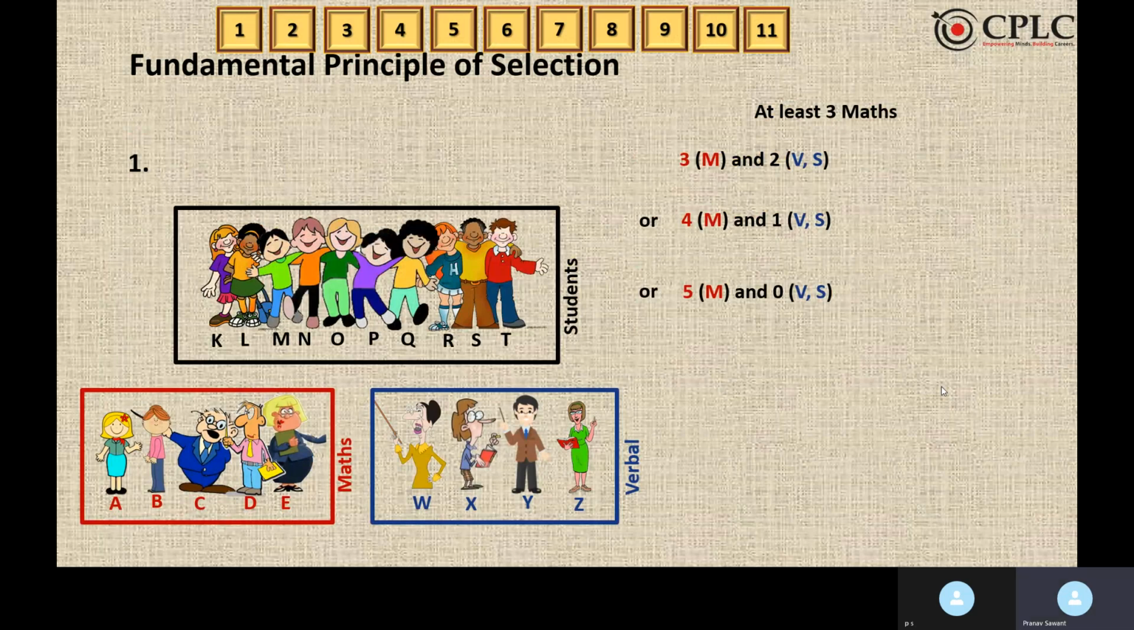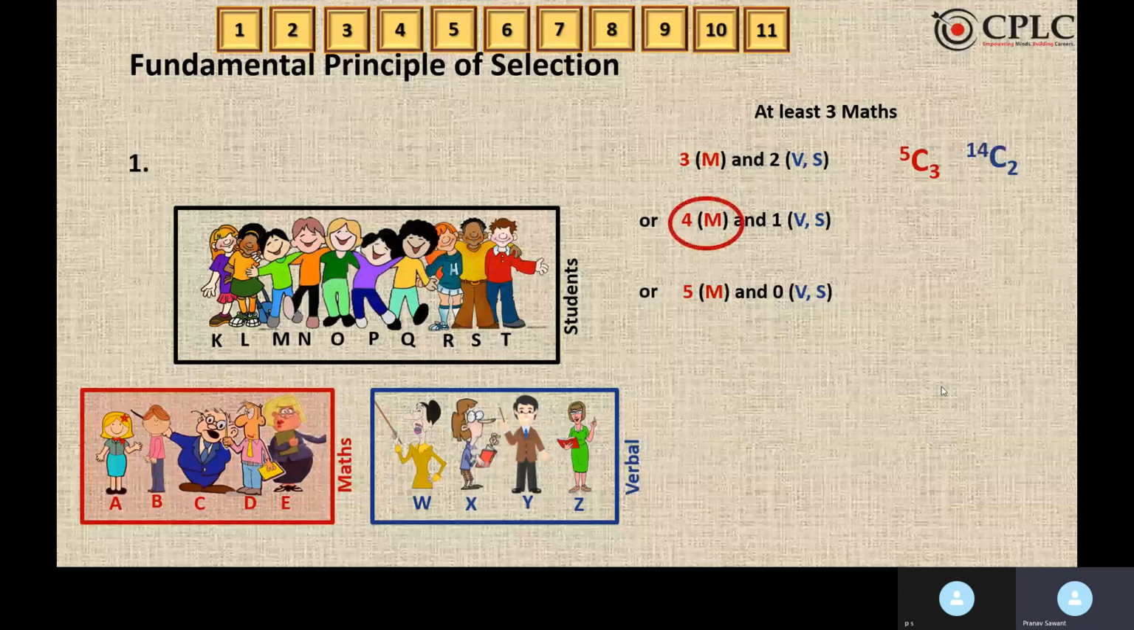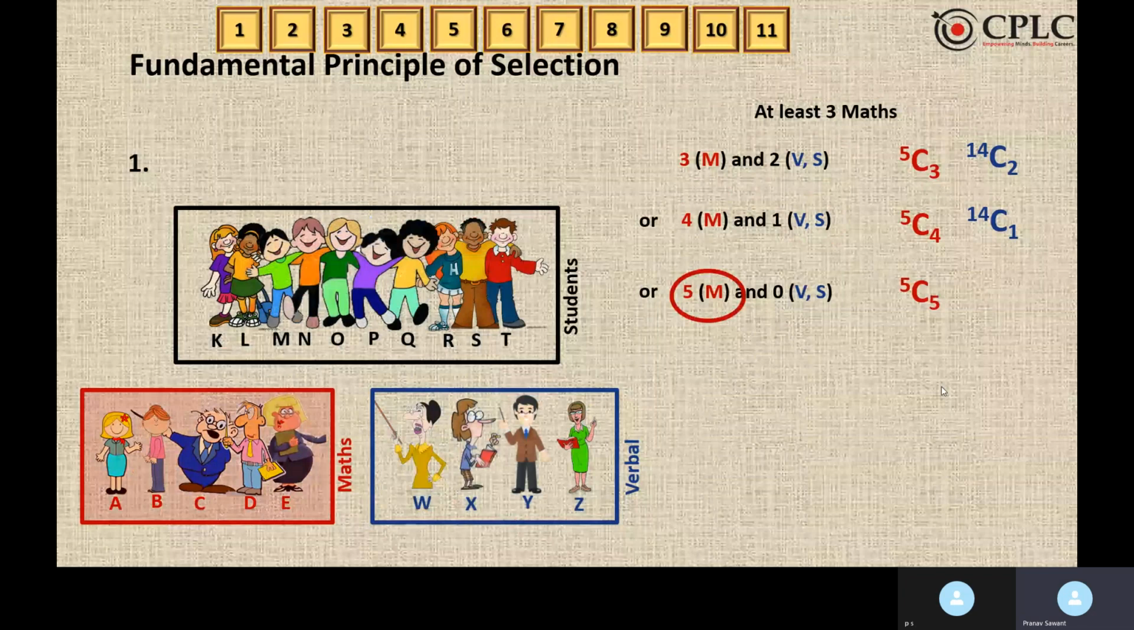Now, these are the possibilities. So let's try to select the members now. 3 math, it is going to be 5C3 because 3 math out of 5. 2 members out of verbal and students, so 14C2. 4 math, so it is going to be 5C4. Out of 14, 1 member is selected, so 14C1. 5C5 because all the 5 members are selected. And 14C0, that is 1.